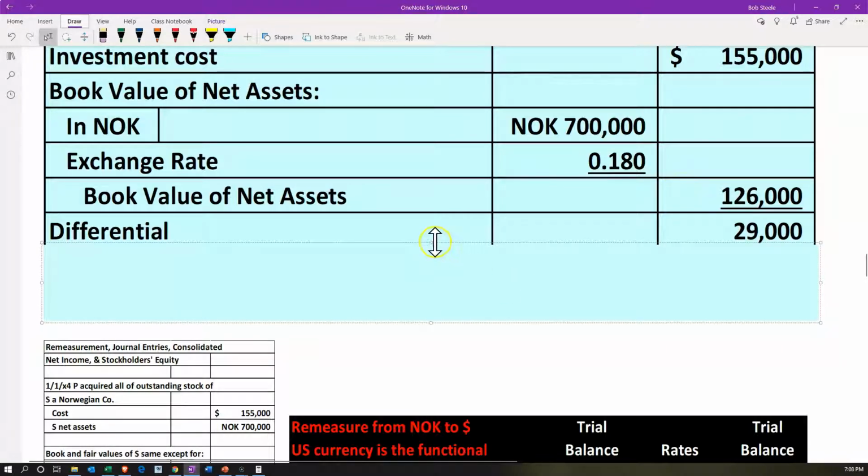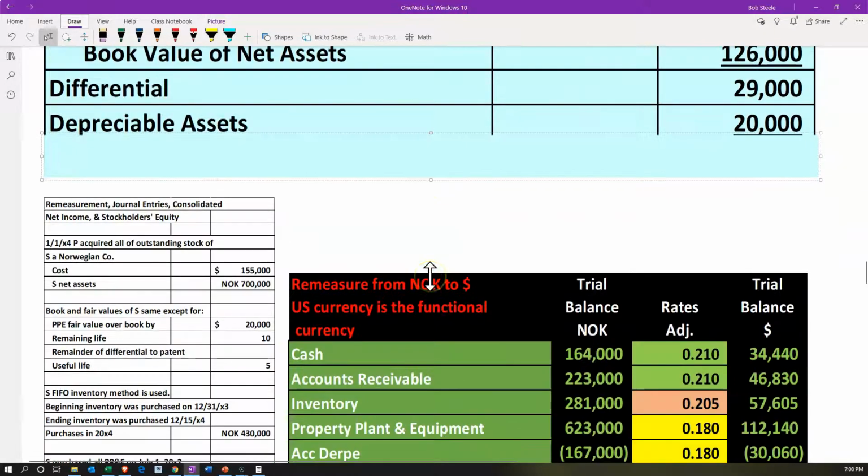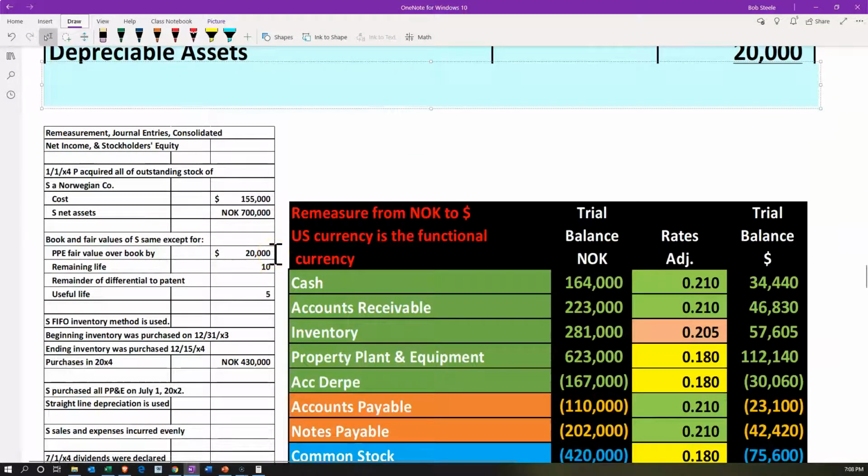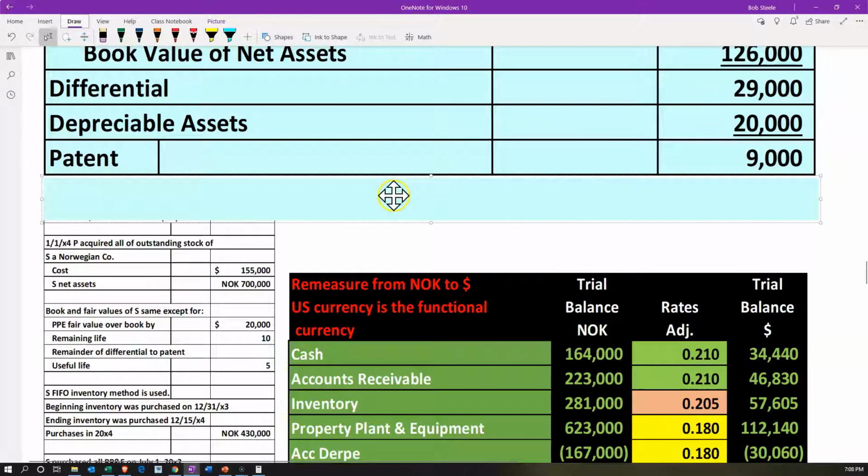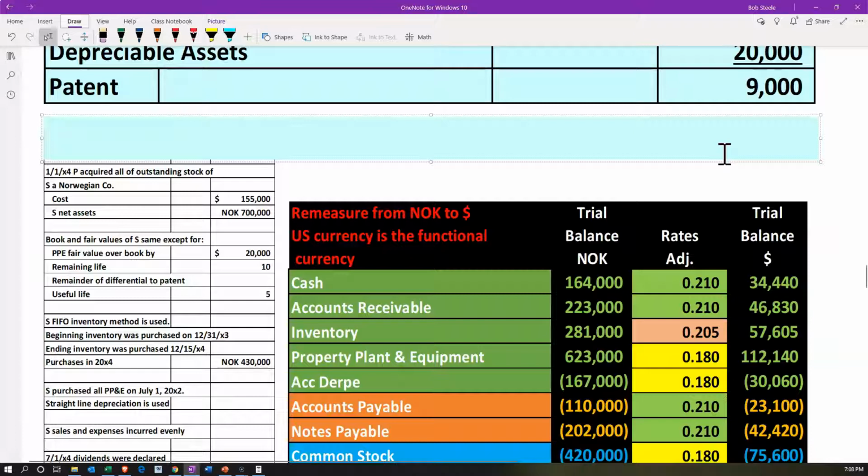We're going to apply that differential to the depreciable assets, which they said was 20,000 higher in terms of dollars. So they gave it to us in dollars, 20,000 higher. And then the rest of it, they told us was going not to goodwill, but to a patent. So the 29,000 minus the 20,000 means there's 9,000 left of the differential. It's going to a patent. So that's the 9,000. Now we have a depreciable asset and a patent, which is amortizable. And so we're going to have to deal with both depreciation and amortization related to the depreciable asset and patent, respectively.